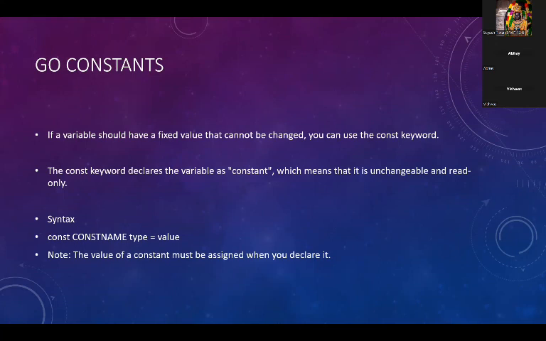So the basic syntax is we use the const keyword. After that, we give the name of the constant, whether it is A, B, or whatever name we want to provide, then the data type, that is integer or float, and the value we pass on to it. The value of the constant must be assigned when you declare it. So we need to keep in mind that we first declare the variable as constant, and then we assign the value to it.